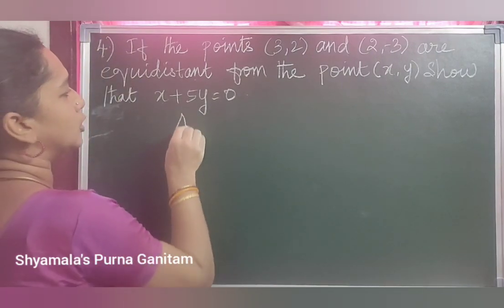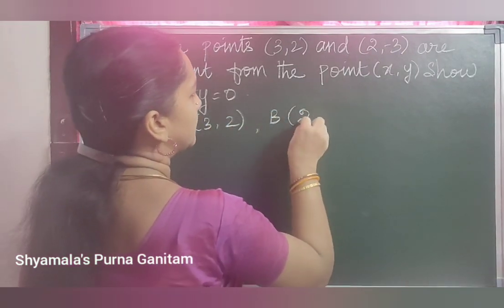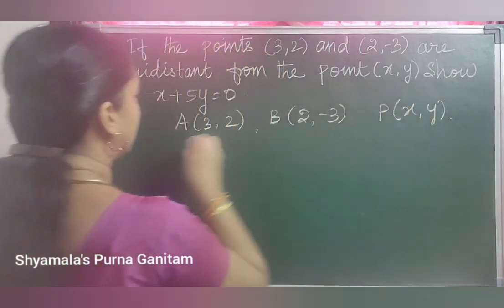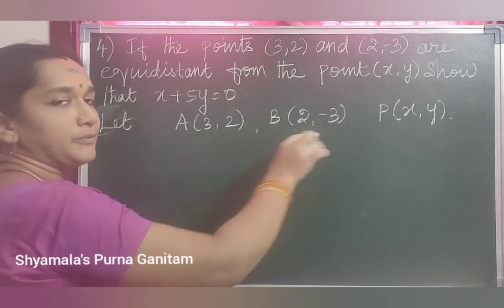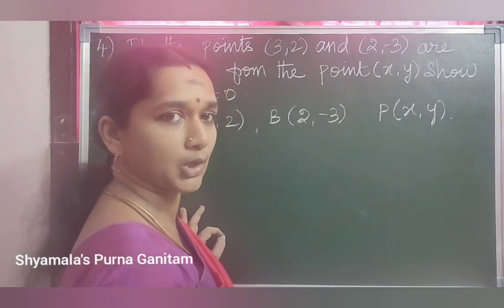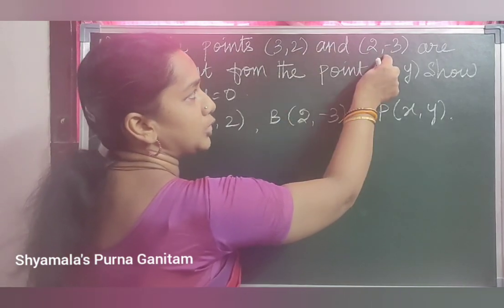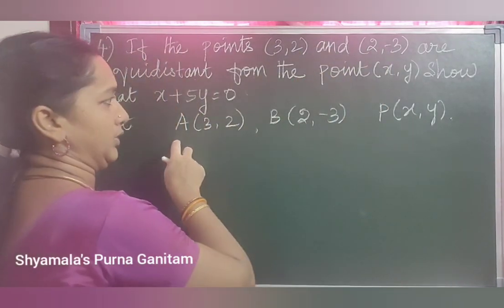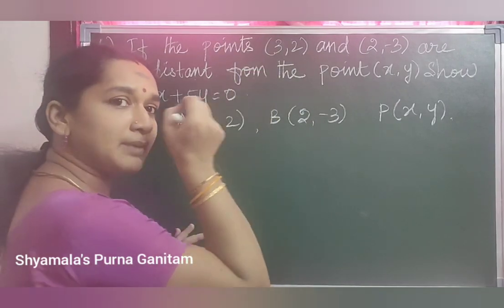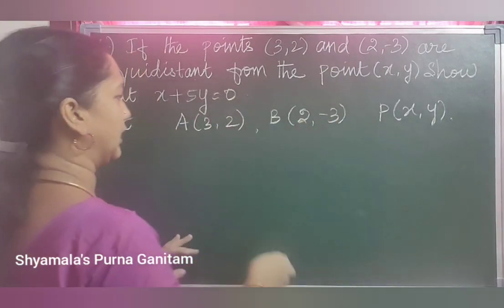So you take those 2 points as A, 3, 2 and B, 2, minus 3, and this point as P, x, y. Definitely you have to write this. In board exam correction, marks are allotted for these things. But in the question, only 3, 2 and 2, minus 3 are given, and you cannot use that directly in the distance formula. So you have to name some points, and what you name them as, that you have to write first.